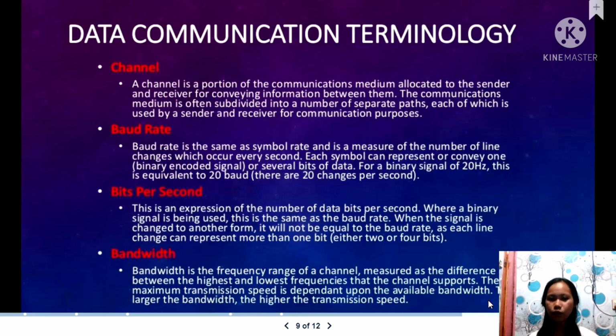When you say bandwidth, it is the frequency range of a channel, measured as the difference between the highest and the lowest frequencies that the channel supports. The maximum transmission speed is dependent upon the available bandwidth. The larger the bandwidth, the higher the transmission speed.